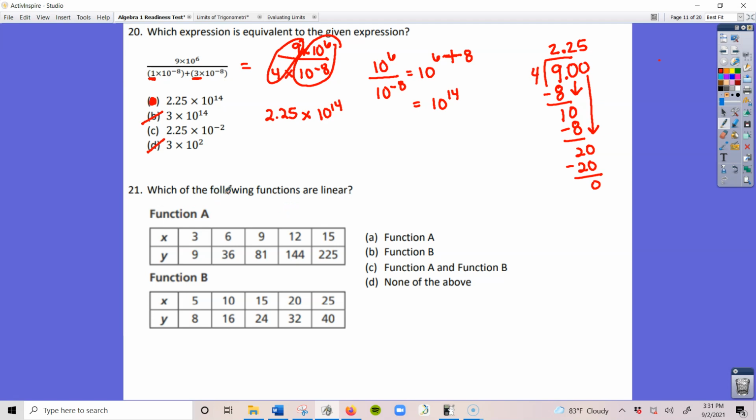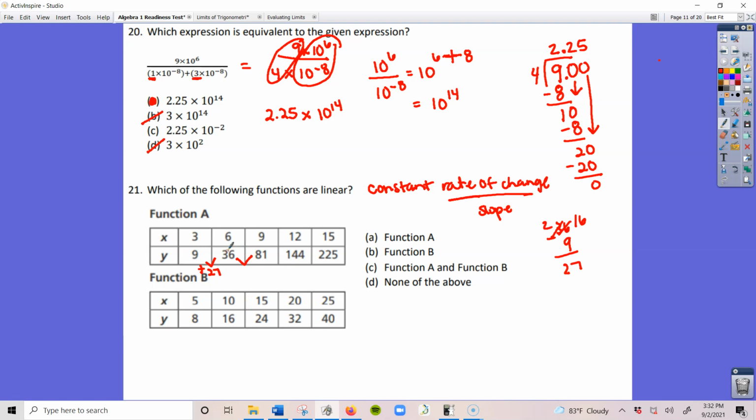21. Which of the following functions are linear? If a function is linear, that means that it has a constant rate of change, which means slope. So that means that from one point to the next, it's going to either increase or decrease by the same exact number. 9 to 36, I'm going to do my subtraction here, gives me 27. So to get from 9 to 36, I would have to add 27.